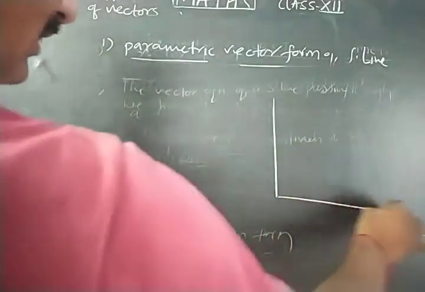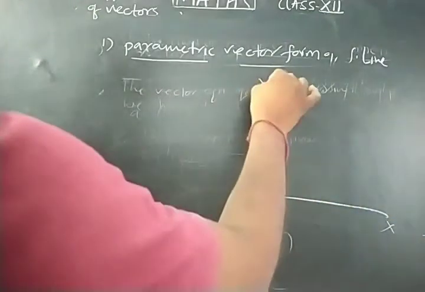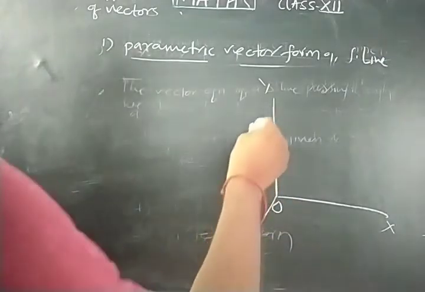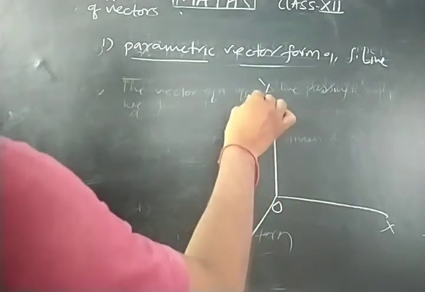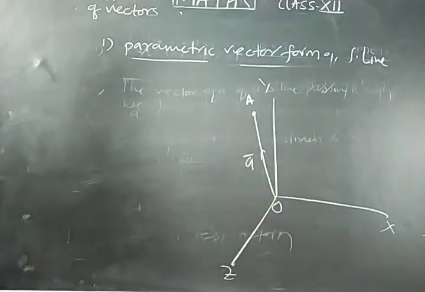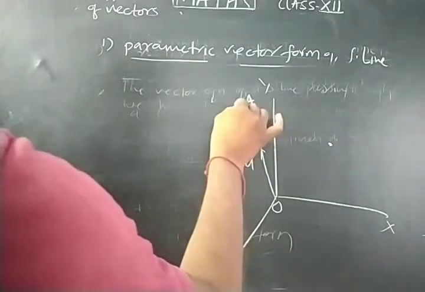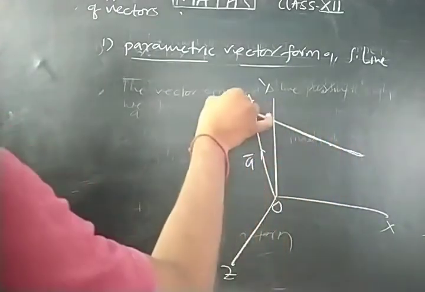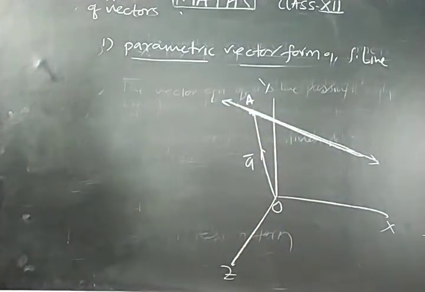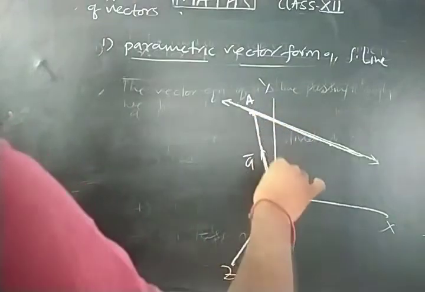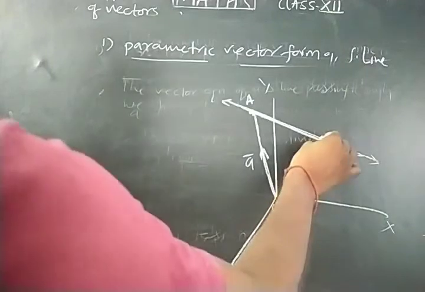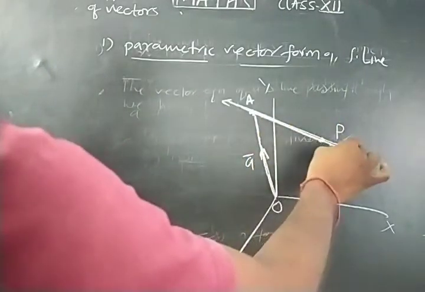Suppose I am taking 3D space, x axis, y axis, z axis, origin. I am taking one fixed point A on the straight line, and I will take the position vector of A as a bar. I am taking one arbitrary point anywhere on this straight line.